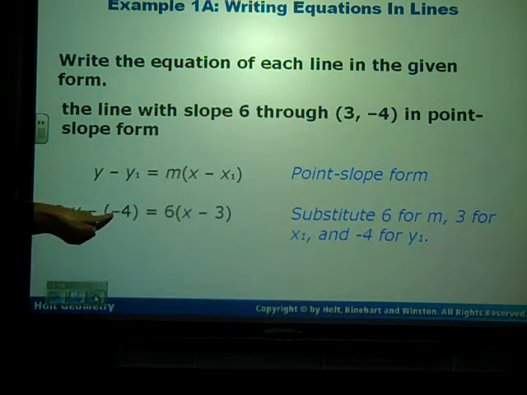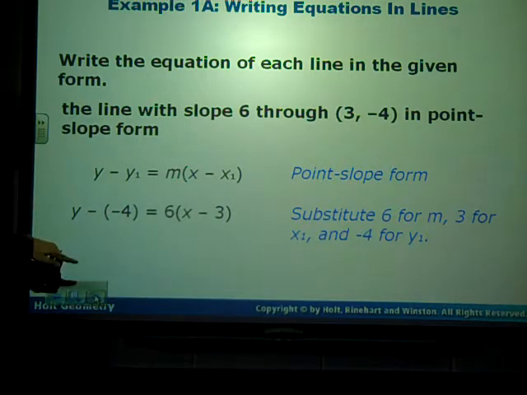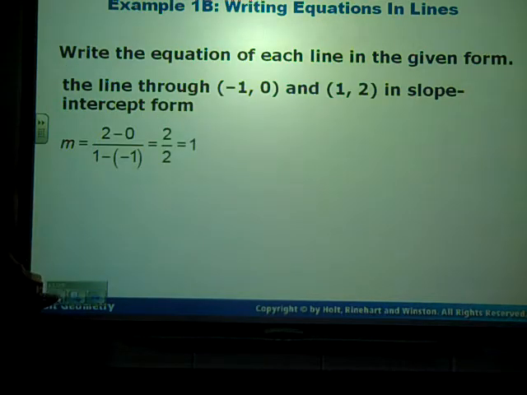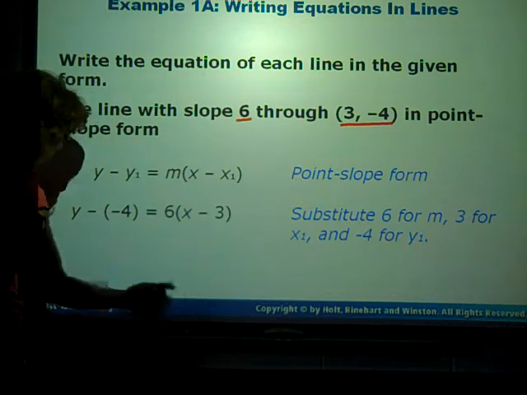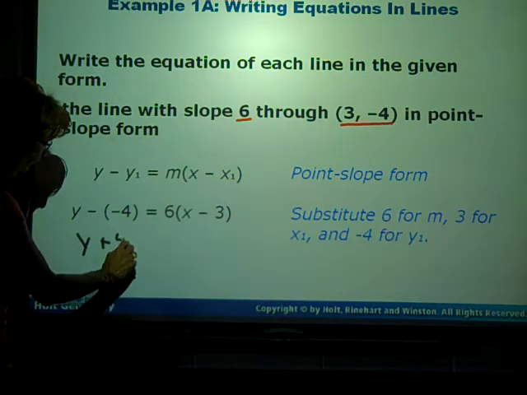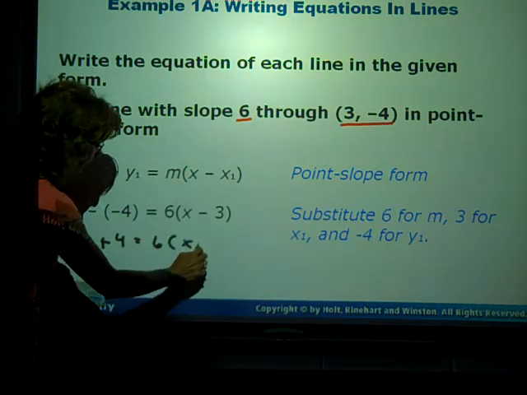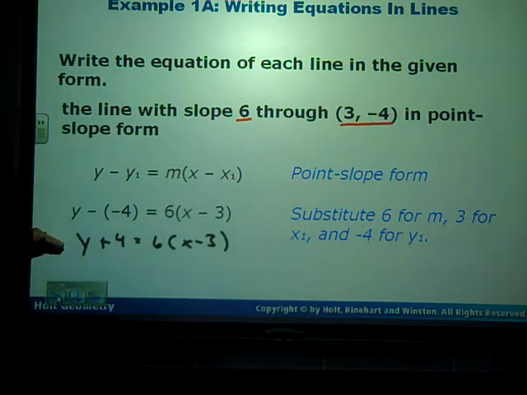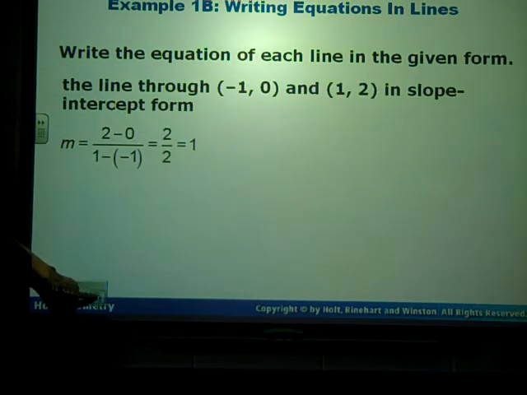Since this was a negative, minus a negative is the same as positive. So we're just going to clean that up, and we'll write y plus 4 equals 6 times x minus 3. So you want to clean that up to get your last thing. So here's point-slope form. This is a little cleaner version. Anytime you see minus a negative, make it positive.